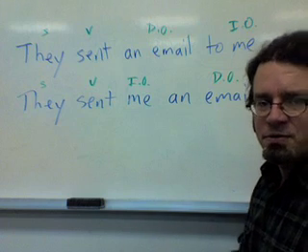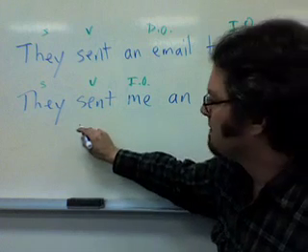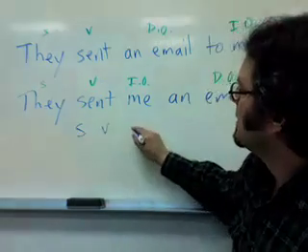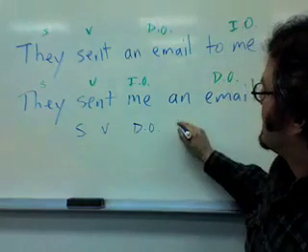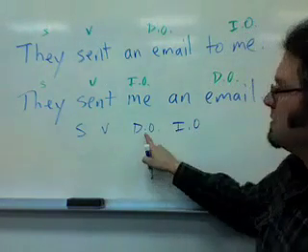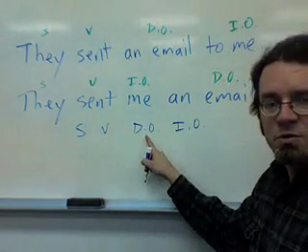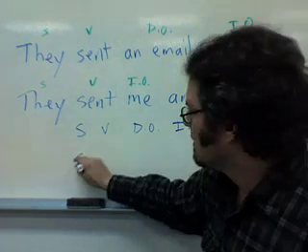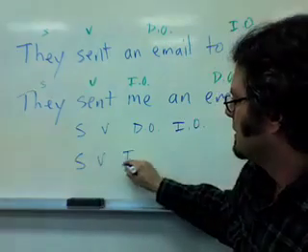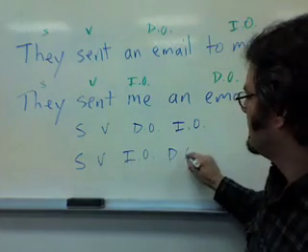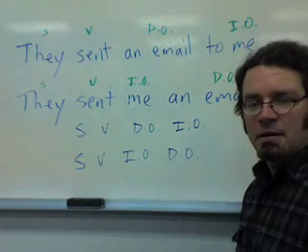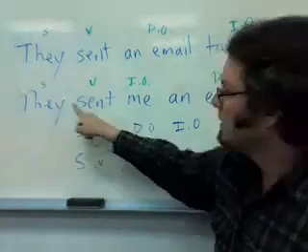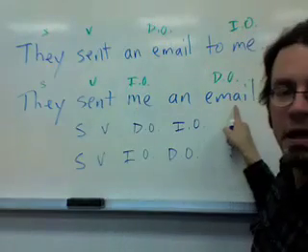Both of these examples show the following word order. Subject, verb, direct object, indirect object. This is what you learn when you first learn English. Subject, verb, indirect object, and direct object. This is what you're learning right now in this example. They sent me an email.